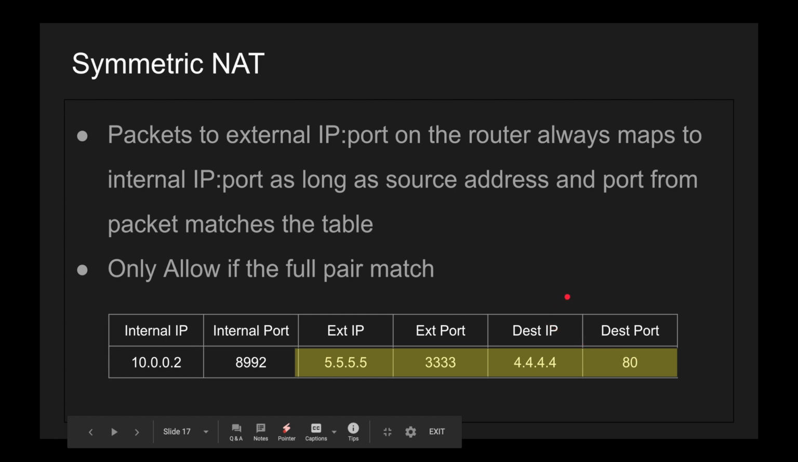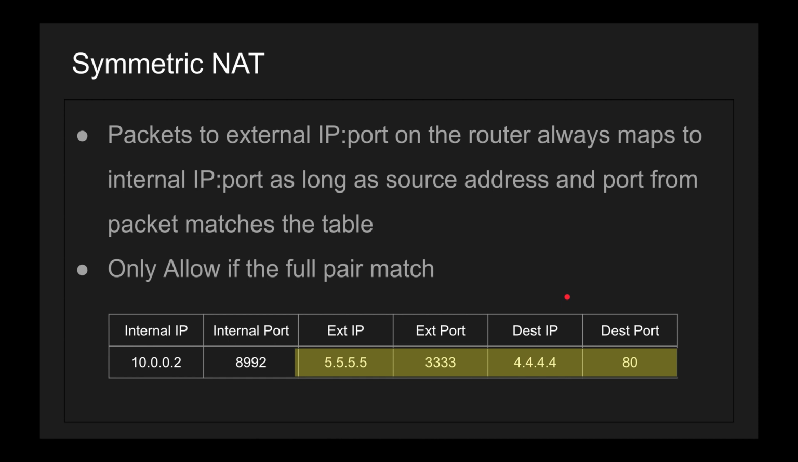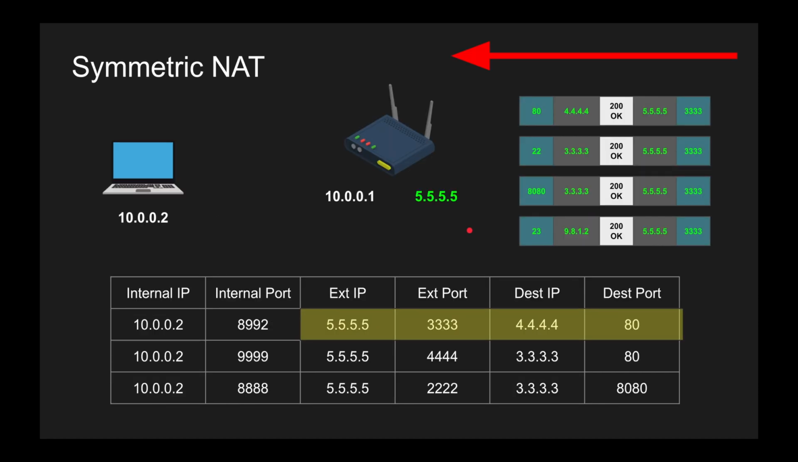That's exactly it. So it has to be the exact same 4 pairs, which is very, very restricted. It's symmetric, right? That's why there's a symmetry. We're not looking at something else. Let's take an example. For this guy, that's the only pair that matches. "Hey, I want to go to 5555 on port 3333." "Okay, who are you? You better be 4444 on port 80." "Oh, well, you are? Let you in."